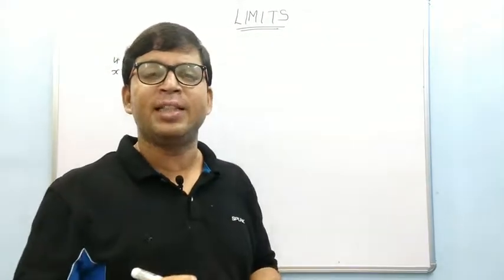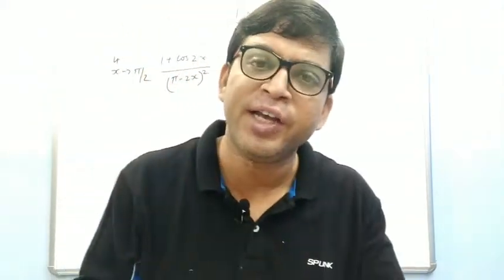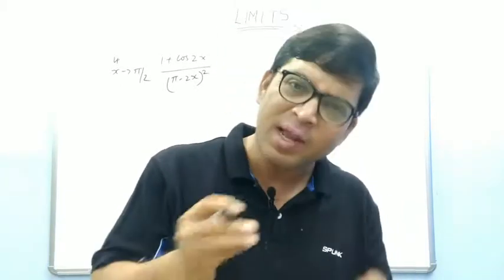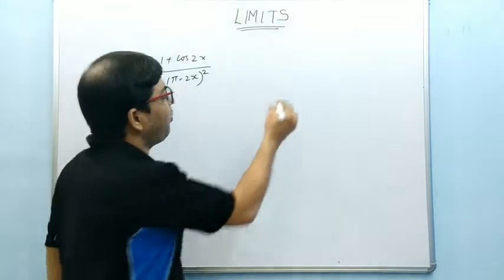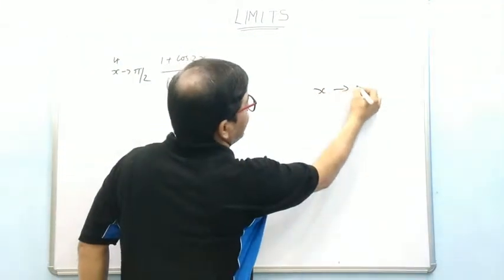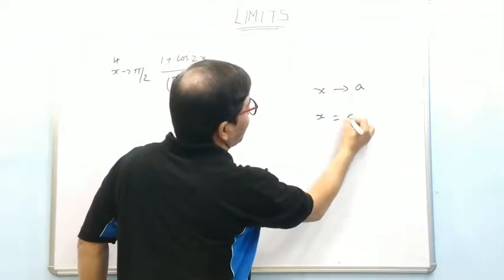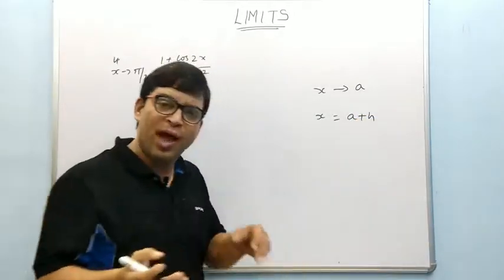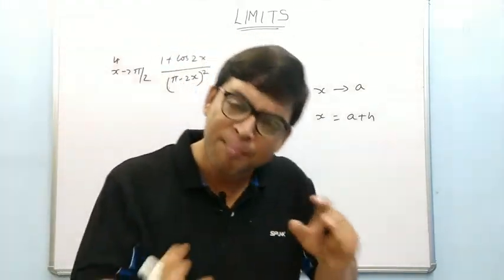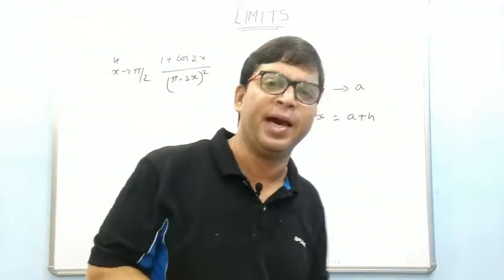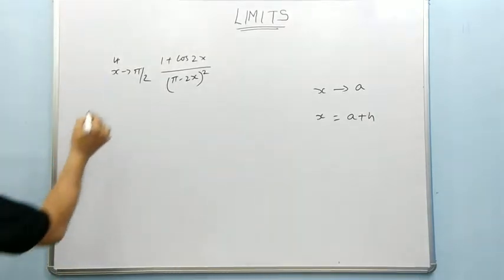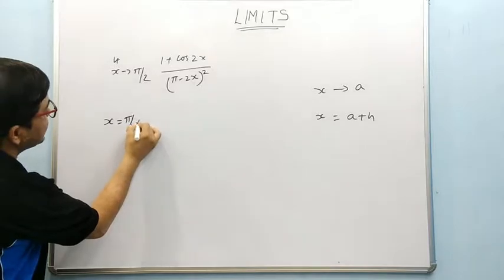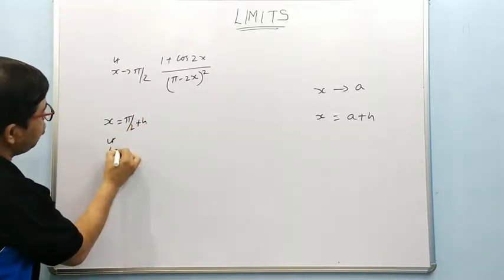Sometimes what we see is that x is not tending to 0. It is tending to some non-zero value. What approach do we take? I just say if x is tending to something, suppose a, we just write x equal to a plus h. And h is tending to 0, and then the problems will be the problems we did earlier. So see, in this problem, x is tending to pi by 2. I will write x equal to pi by 2 plus h, and limit h tending to 0.